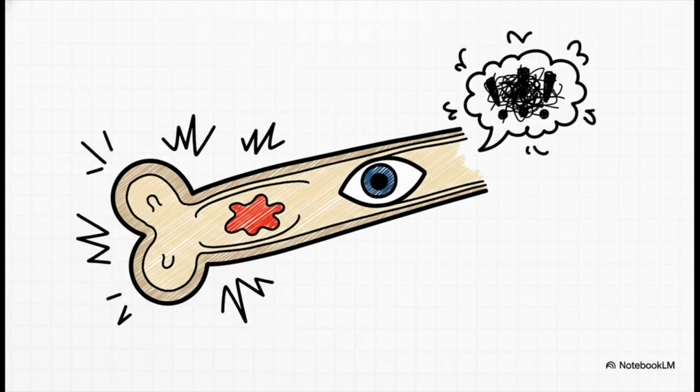Our first secondary lead is called the periosteal reaction. So the periosteum is this thin layer that covers the outside of the bone. When it gets irritated by a tumor or an infection, it reacts by making new bone. I love this analogy.